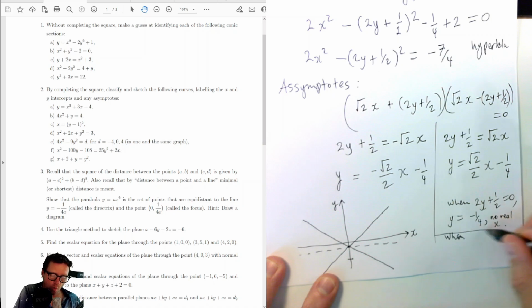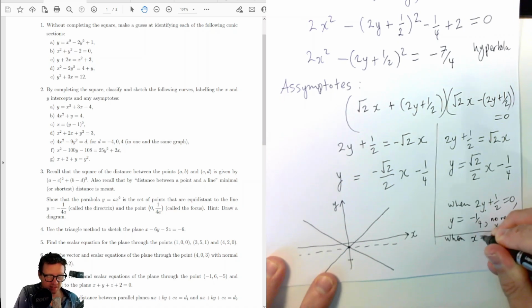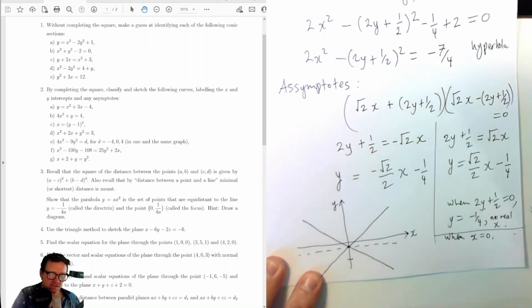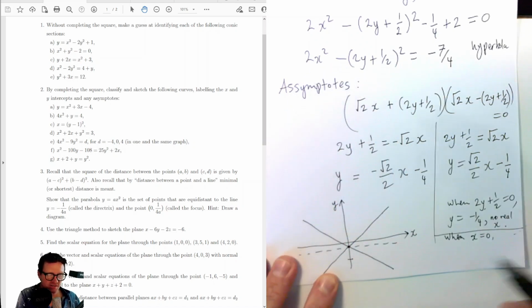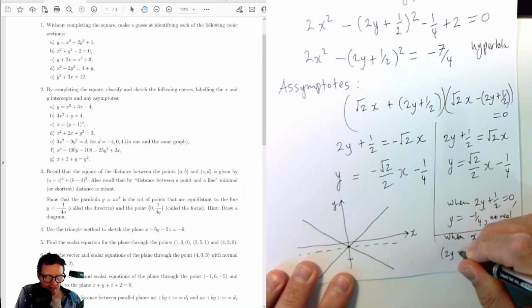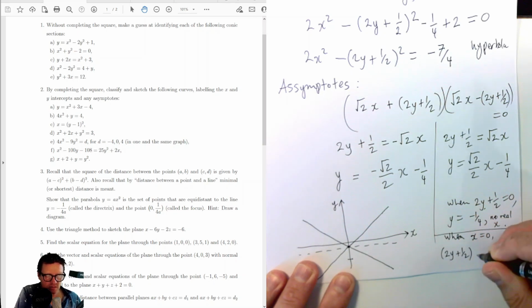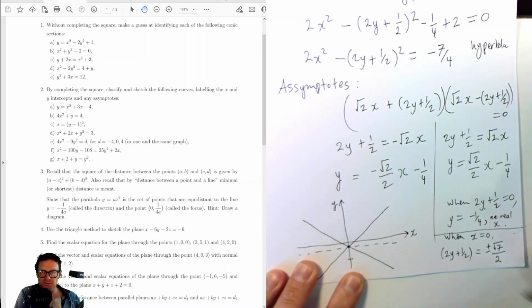Okay, now when x is equal to 0, that's along the y-axis. So what do we have? Well, we've got 0 there, minus sign there, minus sign there. So then we have 2y plus a half equals plus or minus the square root of 7 over the square root of 4, which is 2.